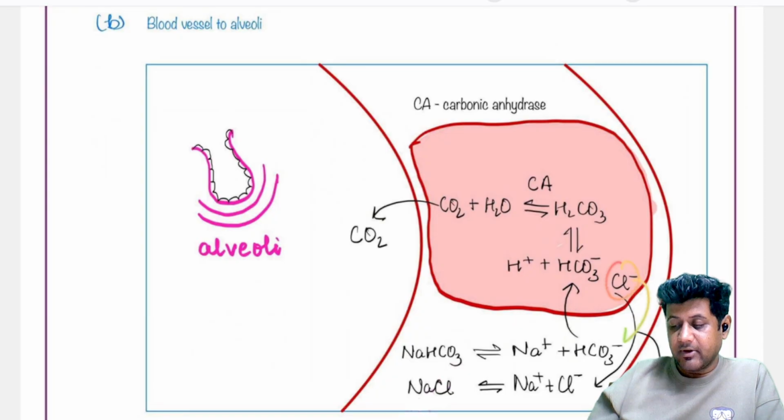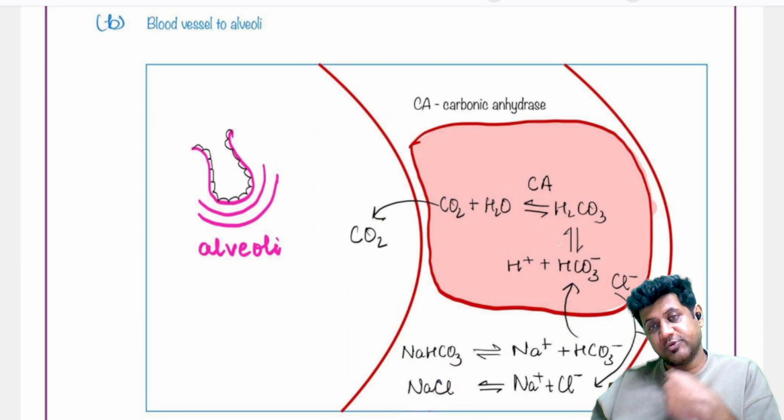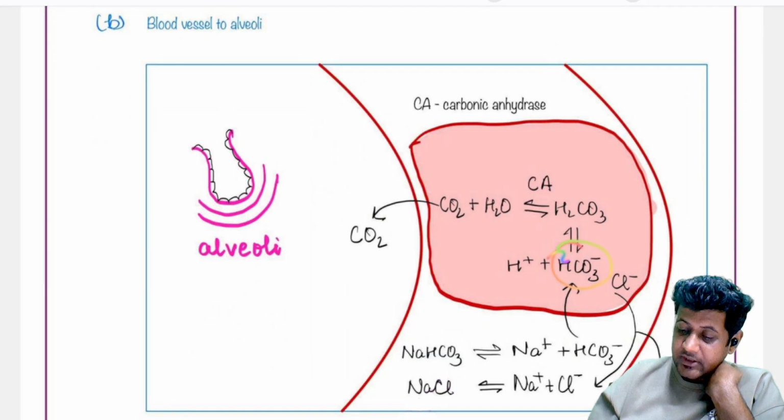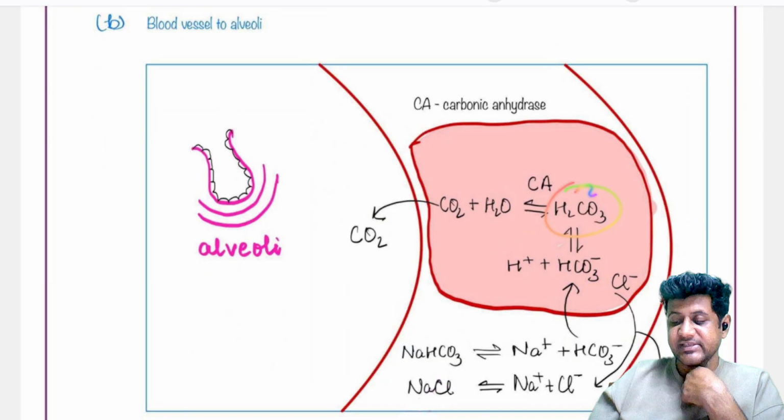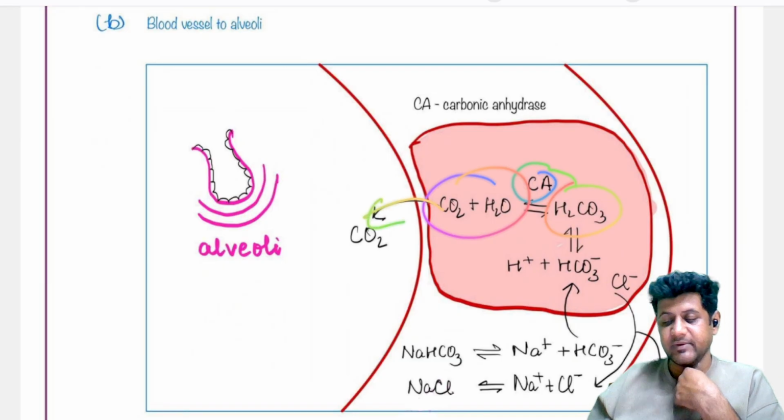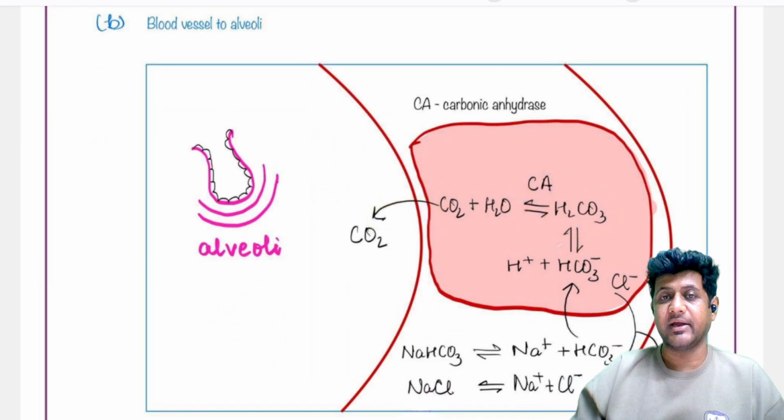So chloride will come outside and bind to sodium, forming salt again to maintain the osmolarity. This bicarbonate will combine with hydrogen ions to form carbonic acid. Carbonic acid will further get broken down to give carbon dioxide and water, and this carbon dioxide will be given outside in the alveoli again.